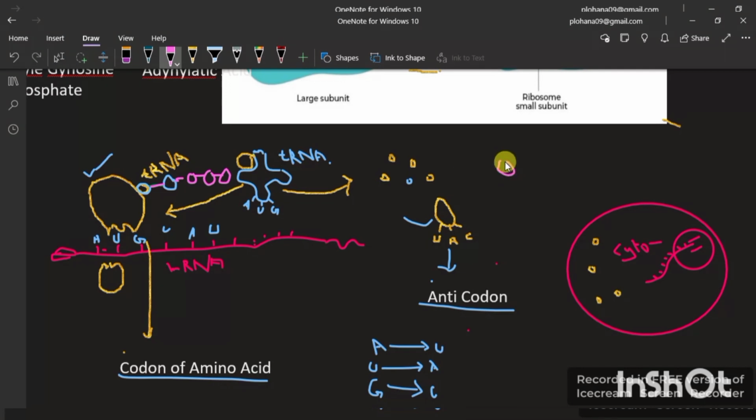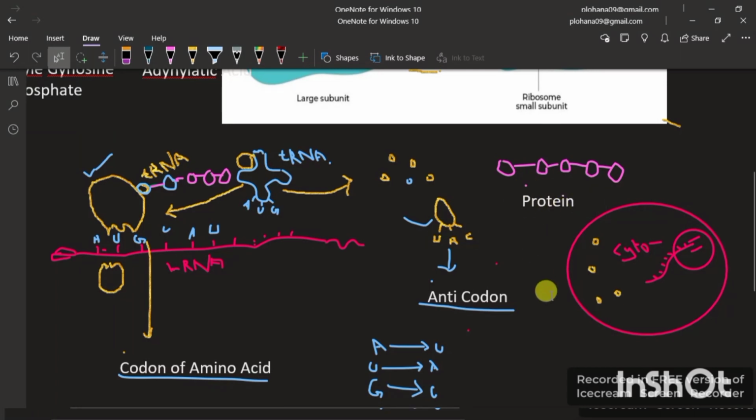So here basically what will be formed? Protein will be formed. These are amino acids. So here we have the chain of amino acids which will be forming what? Protein. So we need to know the basic structure of amino acid, because as we know, proteins are formed of amino acids. So we need to know the structure of amino acids. So let me make it here. Wait, let me erase this so that I can make it here.